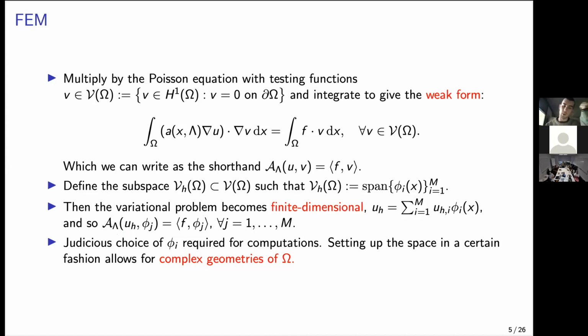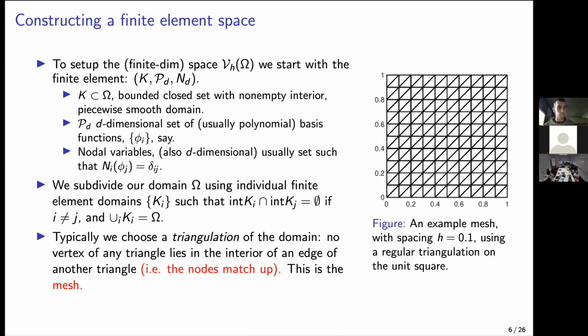So there are a couple of classic examples. You can choose the hat functions for phi I, so that on non-overlapping domains, you just end up with a zero in the integral. But then for overlapping domains or something like that, you can use the so-called spectral basis, and that will give you a Fourier, a spectral Galerkin solution. But then you set up the space in a certain way that allows you to use complex geometries of phi, which is really the power of FEM.